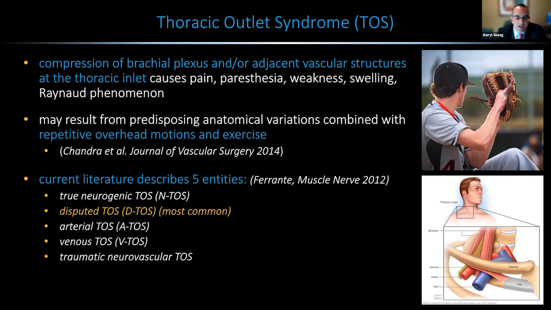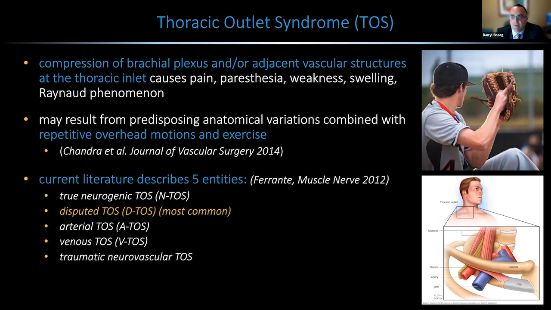1, true neurogenic TOS. That means that the electrodiagnostic study is positive, and typically the lower trunk or C8 and T1 nerve roots are involved. Next type, which is actually the most common type, is disputed TOS. This means that the patient espouses neurologic type symptoms, but there's no objective evidence on the electrodiagnostic testing to call it true neurogenic TOS. And then I showed you an example here of an arterial type TOS.